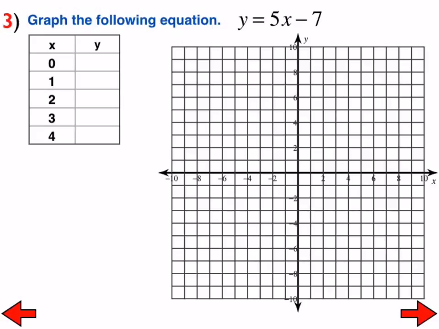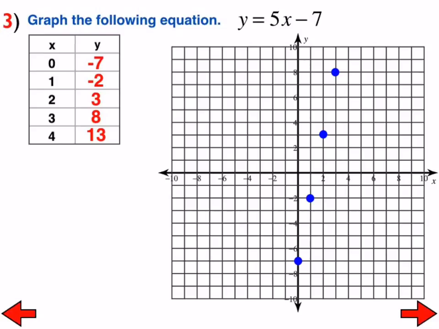All right, number 3, go ahead and graph y equals 5x minus 7. All right, when x is 0, y is negative 7. We can substitute those values in if we want to. X is 1, y is negative 2. X is 2, y is 3. X is 3, y is 8. And when x is 4, y is 13.